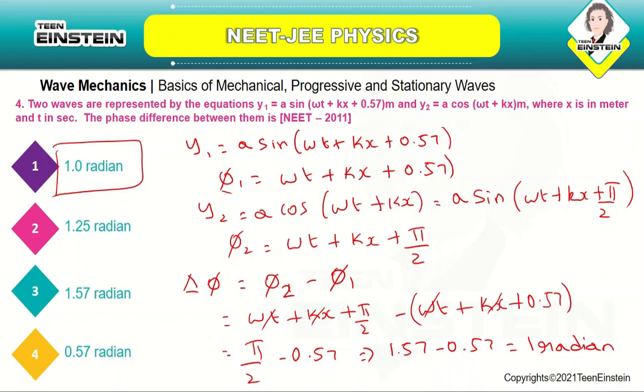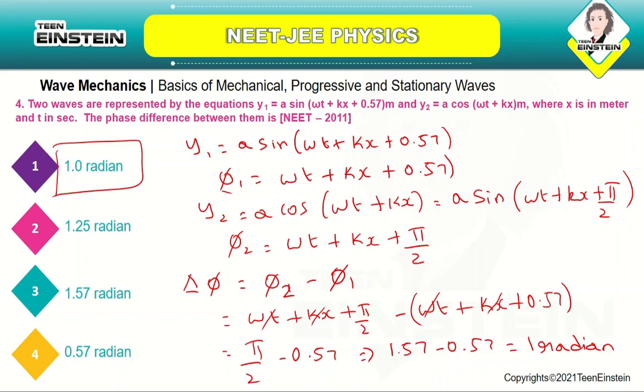So you are writing the two equations, y1 equal to a sin(omega t plus kx plus 0.7) and y2 is equal to a cos(omega t plus kx). So you are converting into sin by adding pi by 2, so a sin(omega t plus kx plus pi by 2). So the inner term is 0.7 here, and here the inner term is pi by 2, and you are subtracting both in order to get the phase difference. So the phase difference value is 1 radian.